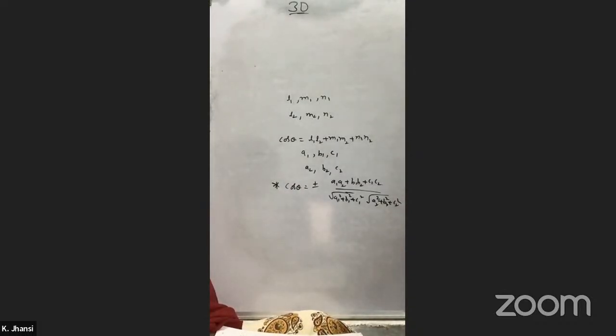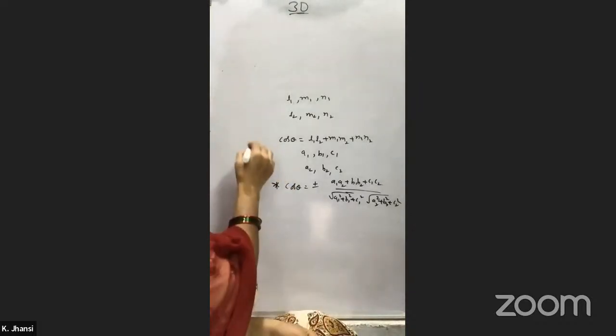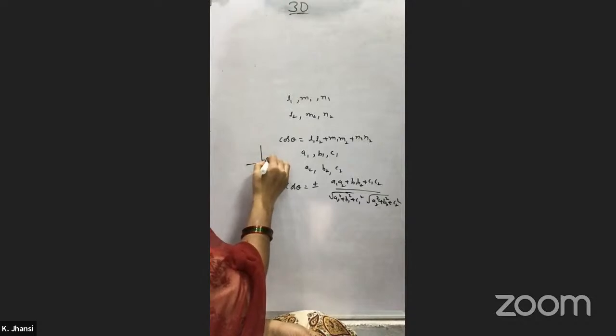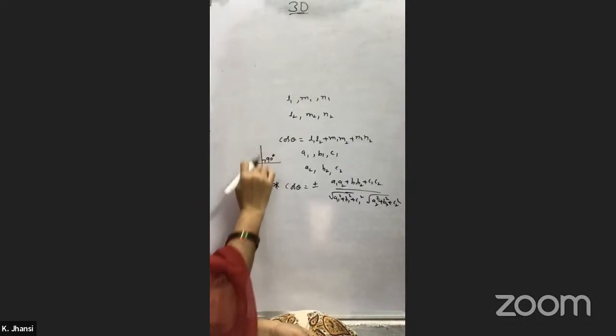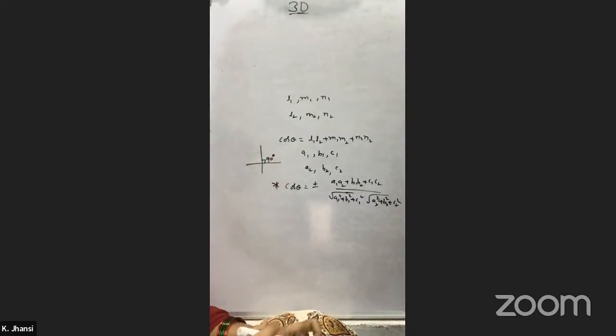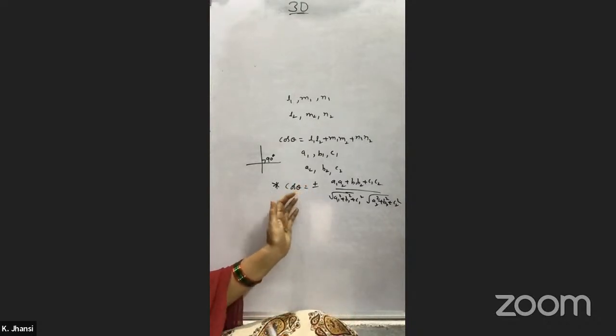The corollary is there, no? The third one: conditions for perpendicularity and parallelism. If two given lines are perpendicular, it means they will make an angle of 90 degrees, that is, theta will be pi by 2. And we know that cos pi by 2 is 0.